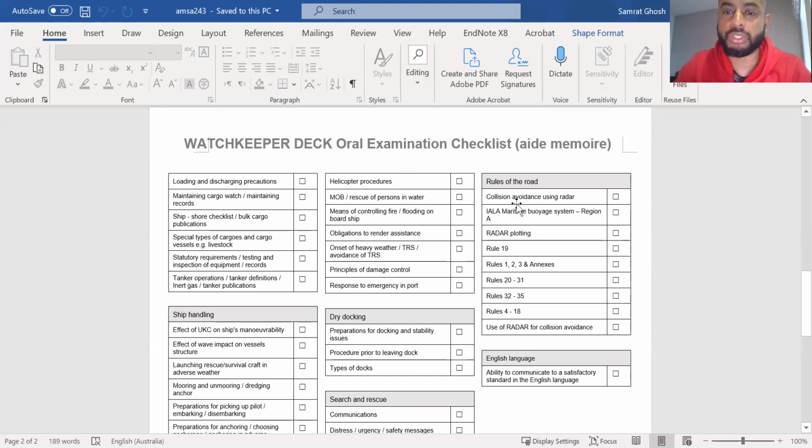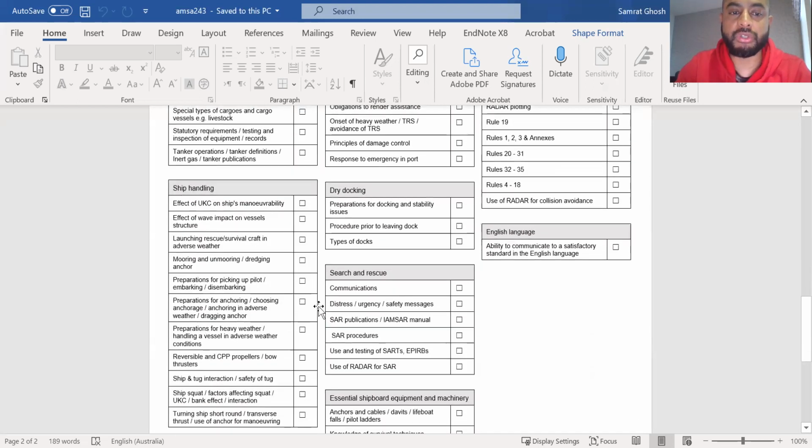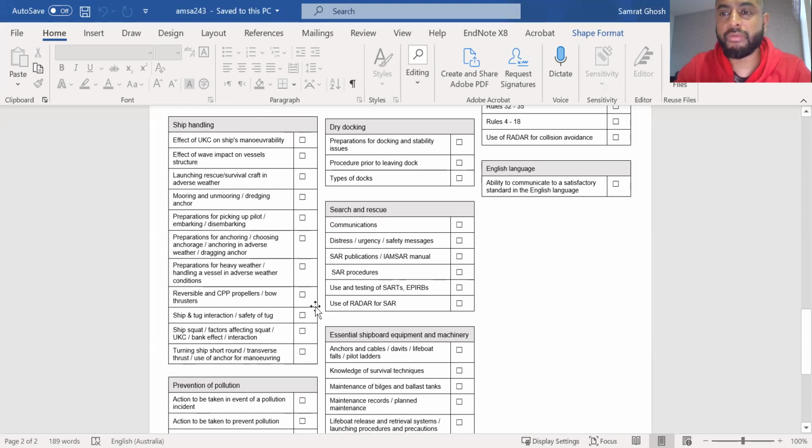For example, rules of the road that you see here. Although the checklist mentions pretty much all the rules, you have to focus on rules of the road, because at a watchkeeper's level, as a second mate or a third mate, you should know your rules of the road thoroughly. But if I come to ship handling, which you see on the left side of your screen, then of course, as a watchkeeper, you are not expected to be an expert in ship handling, right? So at that point of time, you can study about ship handling, but you don't have to go really in depth of how the ship will respond to a certain engine movement or rudder movement.